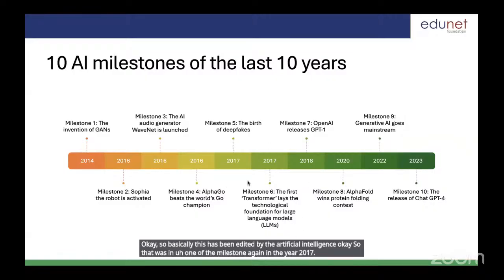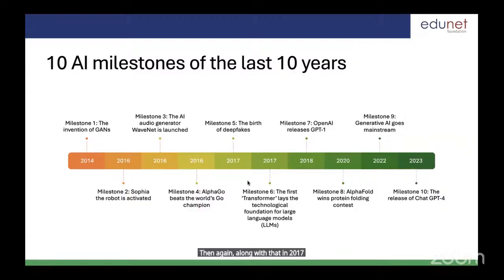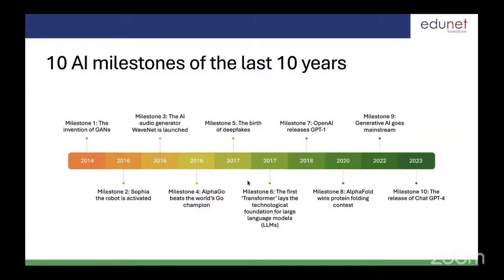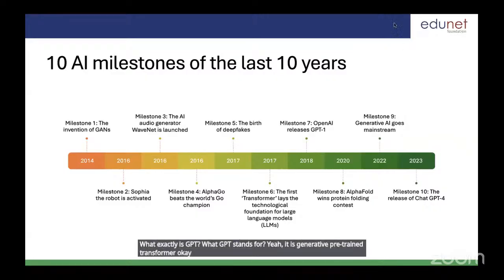Then again, along with that, in 2017 the LLMs, the large language models, came. Even that was one of the achievements. And in 2018, OpenAI launched GPT-1. So have you heard about this GPT? What exactly is GPT? What does GPT stand for? Yeah, it is generative pre-trained transformer, and it was developed by OpenAI. You can see it on the screen itself. So GPT is nothing but generative pre-trained transformer developed by OpenAI.